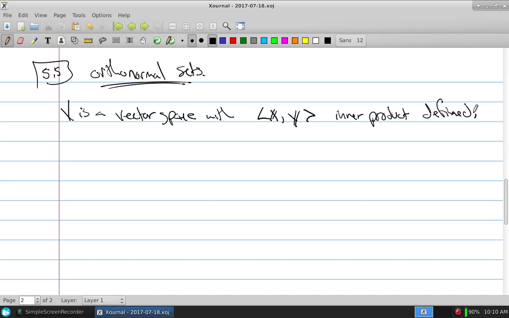Now, as you can tell from the examples in 5.4, the inner product tweaks. Every different vector space picks a different inner product. Sometimes they pick a weighted inner product. Sometimes they pick a non-weighted inner product. They kind of just go through it.